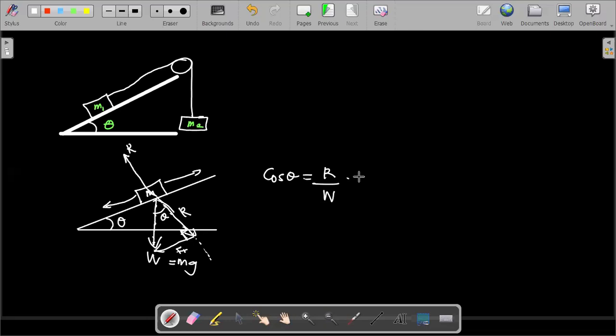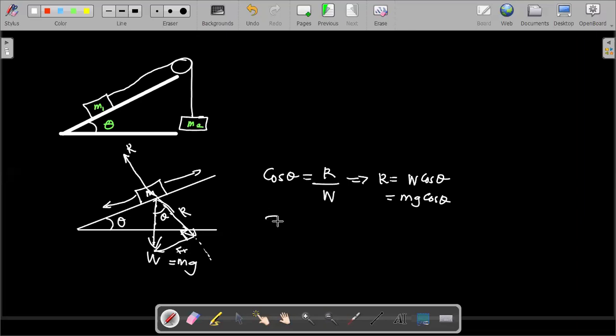So from here, it implies that W, or our R, is nothing but W cos theta, which is the same thing as saying mg cos theta. Okay, so similarly, we can do the same thing for sine, the relationship between FR and W.